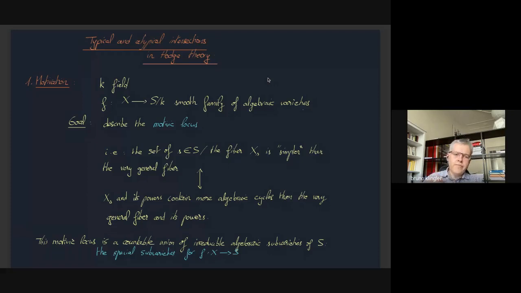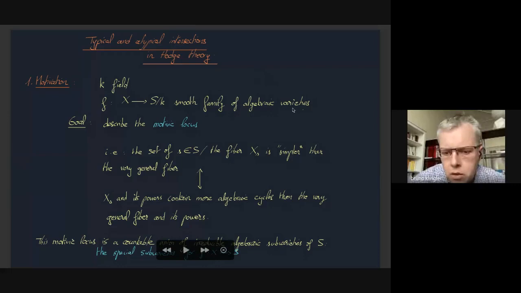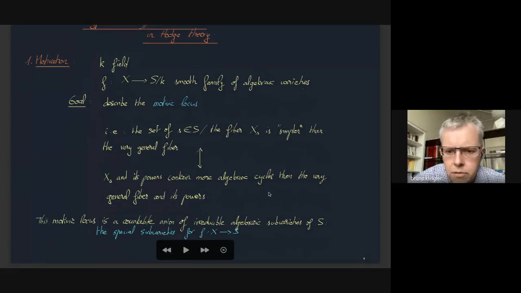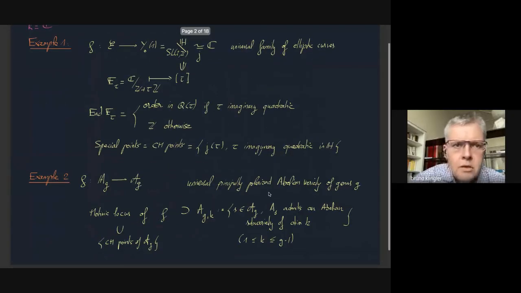It's easy to see, if you have a good theory of motives, that this motivic locus is a countable union of irreducible algebraic subvarieties of the base. Those irreducible algebraic subvarieties are called the special subvarieties for your morphism. This is kind of an abstract description, so let me give some examples.